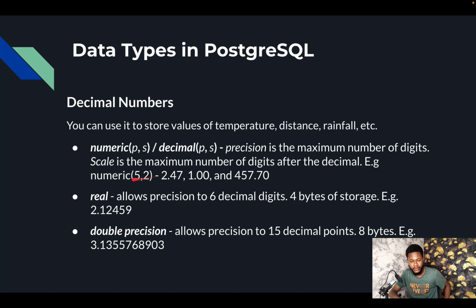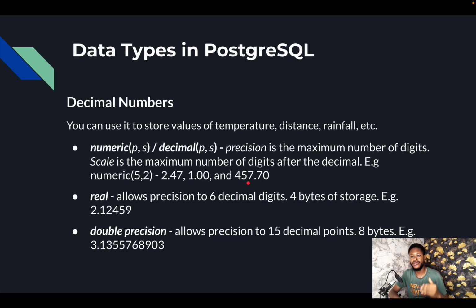So I have this example here where we have numeric 5 and 2. Numeric 5 means the total number of digits should not be more than 5. In this case we have 1, 2, 3. Three digits is not up to 5, so this is okay. 1.00 is also 3 digits, so you can store something like this. And we have 1, 2, 3, 4, 5, so 5 digits. A numeric with a precision of 5 can store numbers like this.